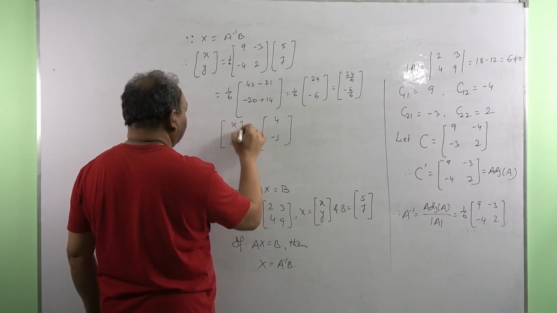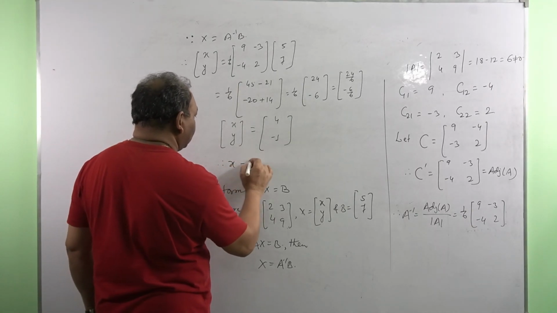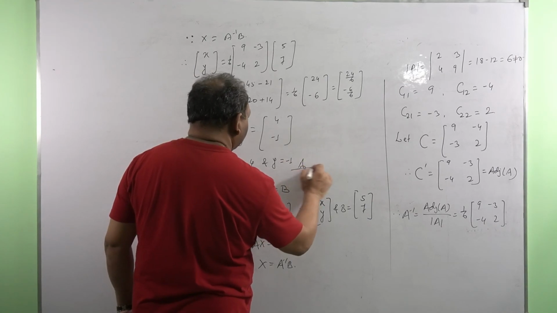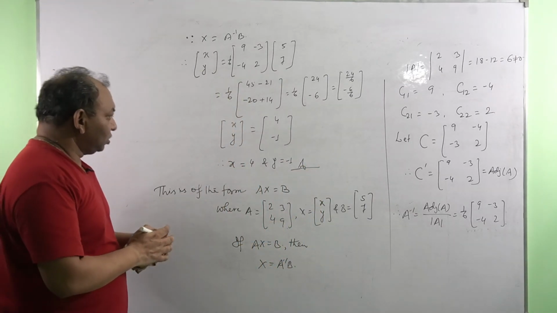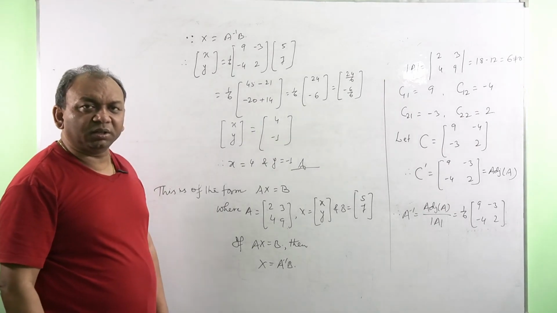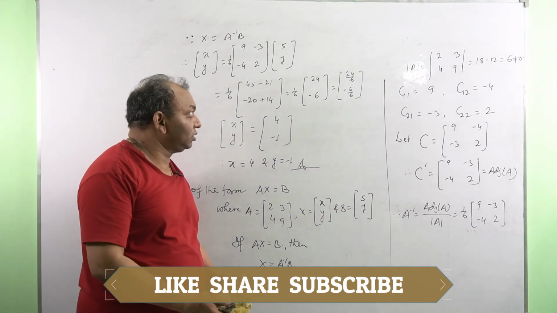Equating these two matrices x, y, therefore x is equal to 4 and y is equal to minus 1. So this is the solution of the system of linear equations by the matrix method. So that's all for today. We will discuss in the next class, the next chapter.